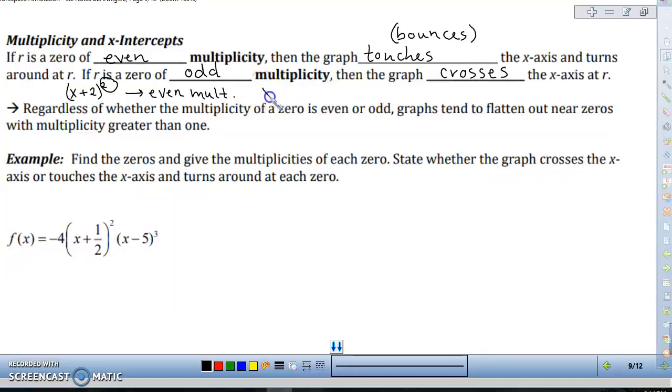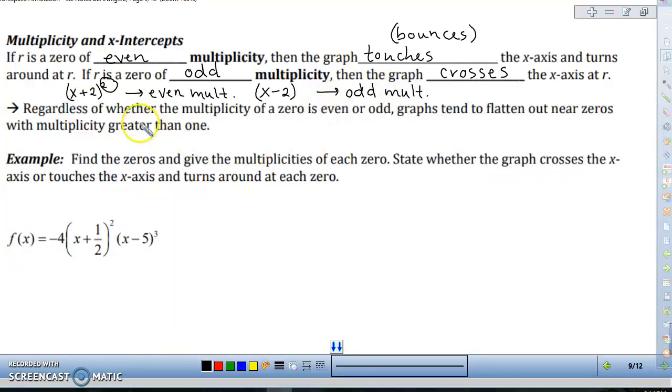In that last example, the other factor, x minus 2, since it's just a single x and there's no other power, that's an implied 1, that would be considered an odd multiplicity. And that would tell us that our graph would actually cross through at that x-intercept.